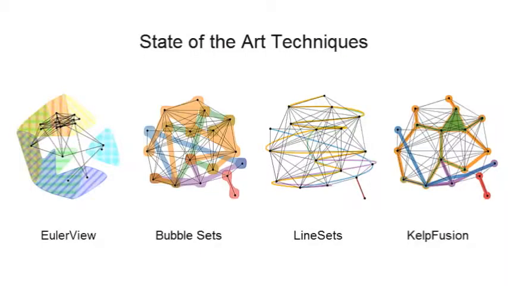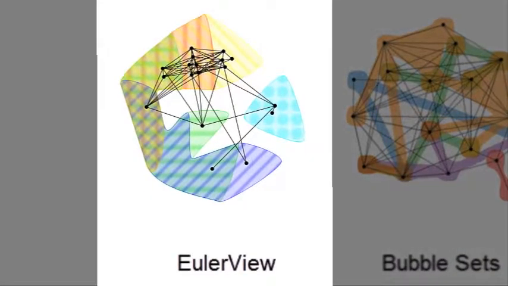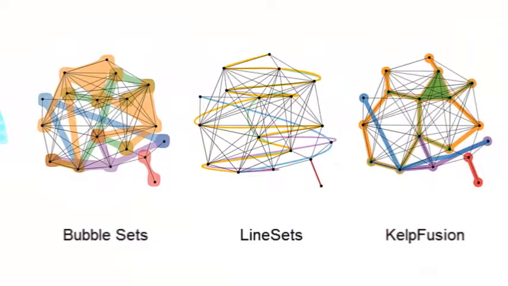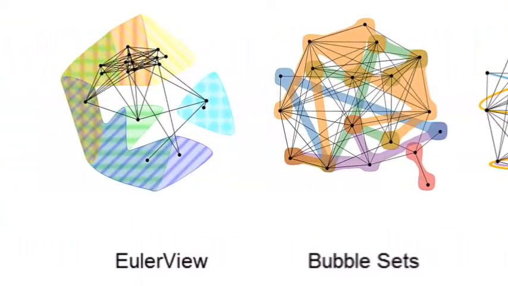State-of-the-art techniques assign visual primacy either to the sets or to the network. Also, they represent sets as either regions or as thickened lines.